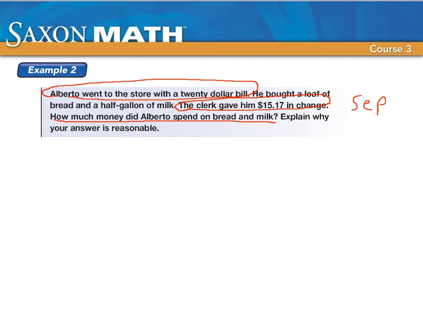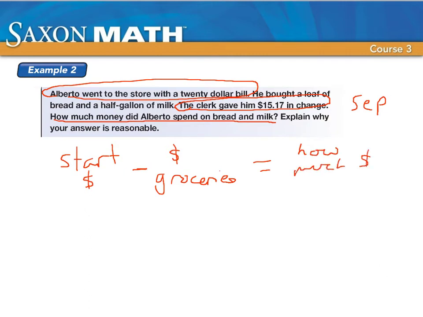Alright, so let's talk about our verbal model. What happens in the problem? Well, Alberto starts with some money. So I'm just going to put starting money. Okay, then he takes away money for what? Okay, he takes away money for his groceries. And if he starts with some money and he takes away money with his groceries, he's going to end up with some money. So how much left? How much money he has left.